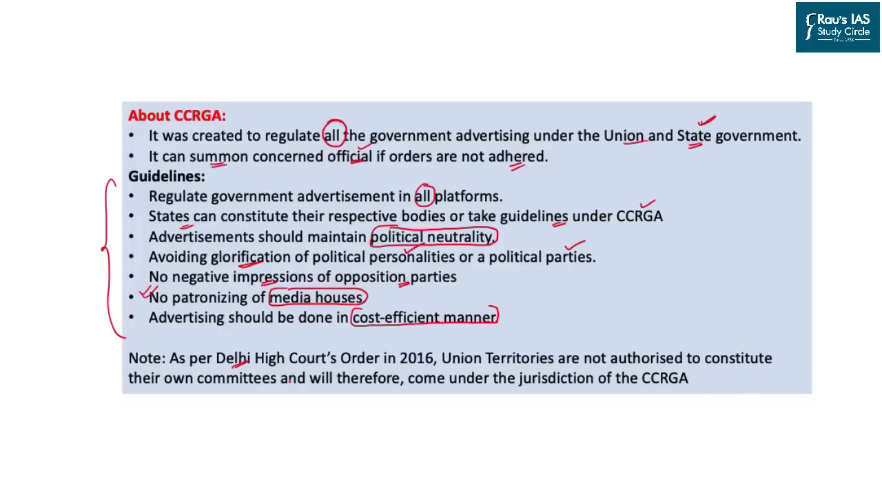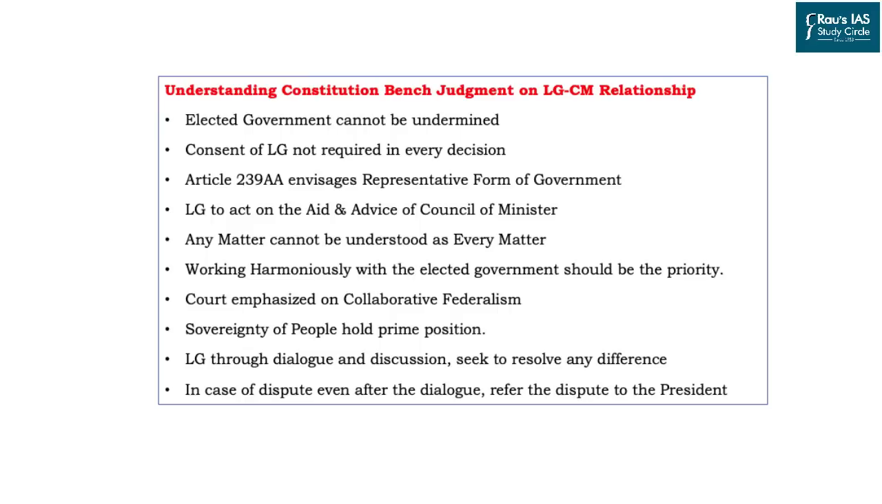As per the Delhi High Court's order of 2016, union territories are not authorized to constitute such a CCRGA. Now Delhi does not have that body. So Delhi has to take orders from the CCRGA created by the Union Ministry. And this time the Aam Aadmi Party has dismissed the allegation made against it, saying that it is politically motivated. And this has created a rift between the Lieutenant Governor of Delhi and the Aam Aadmi Party under the Chief Minister. In previous instances also we have seen that such kind of conflict was created between these two people. But the Supreme Court, through its various guidelines, has provided a clear-cut process to reduce the conflict between these two people.